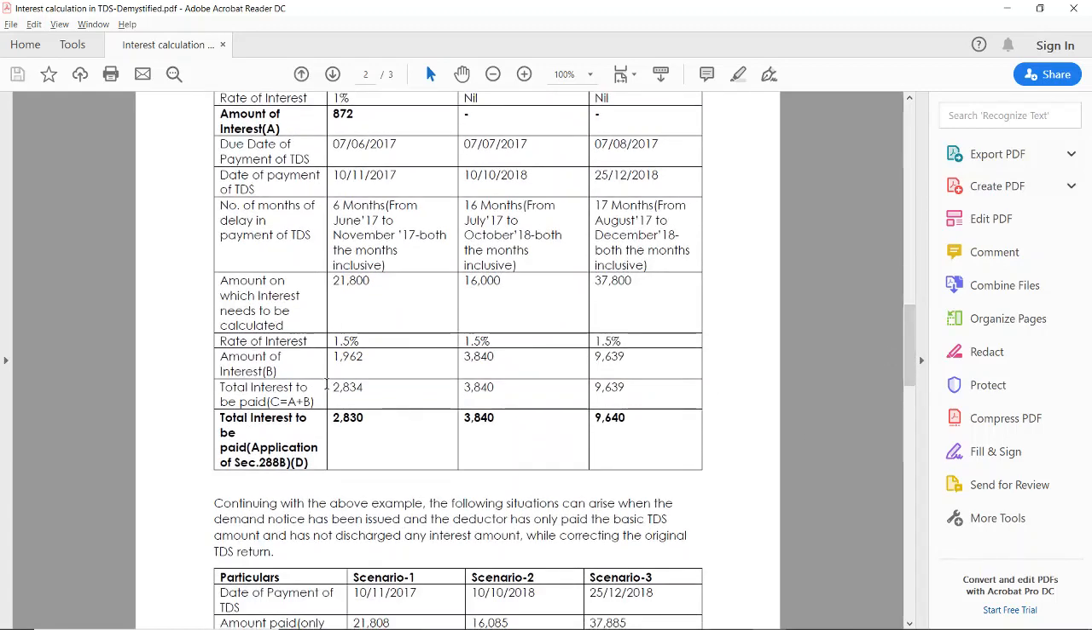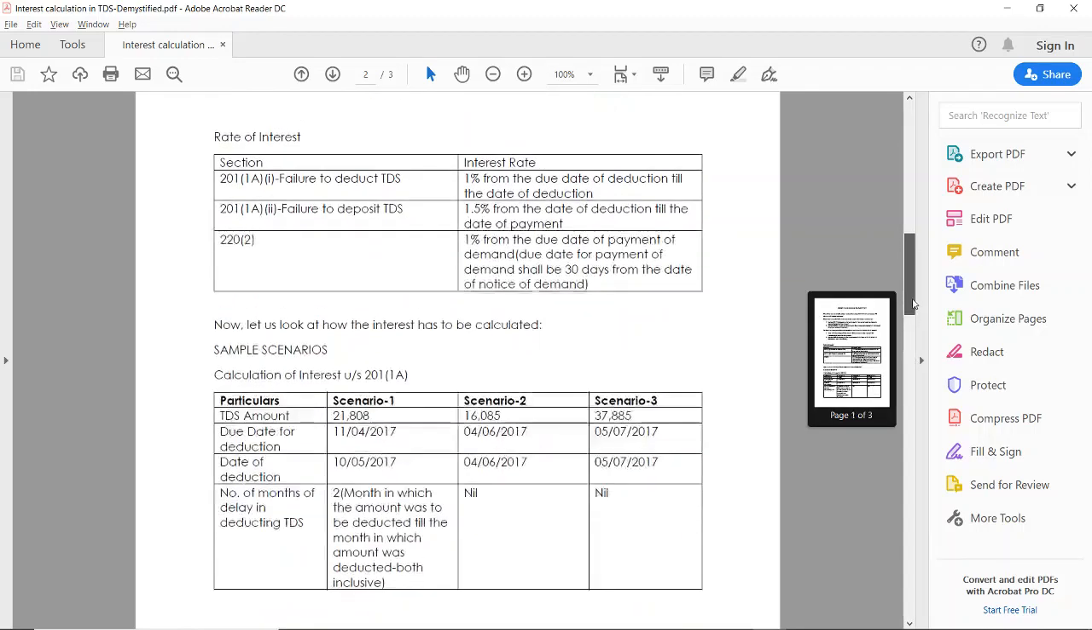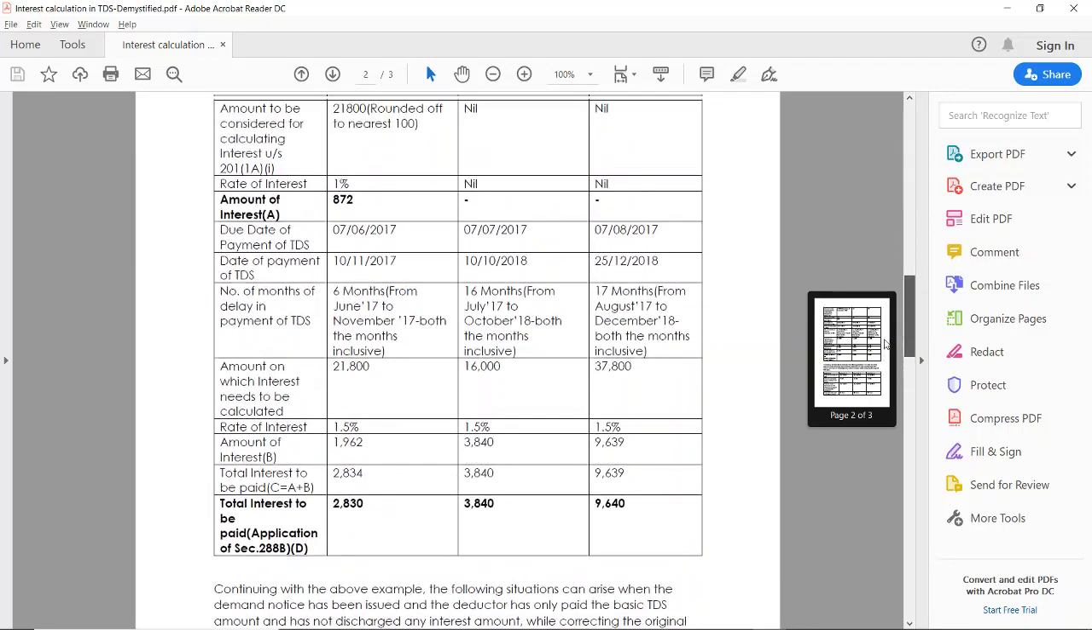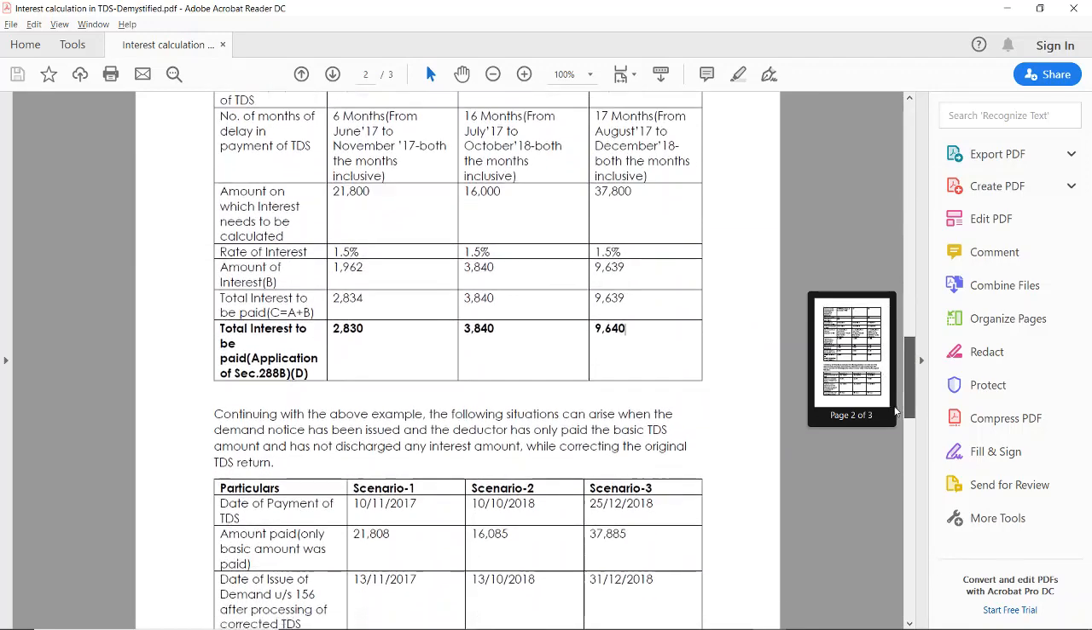So we know very well that 2834 is the amount payable, but then it has to be rounded off. So therefore 2834 will be rounded off to 2830. 3840, there is no requirement for rounding it off. And 9639 will be rounded off to 9640. Now this concludes the calculation part of 201.1a and 201.1a2 for failure of deducting TDS and late payment of TDS.